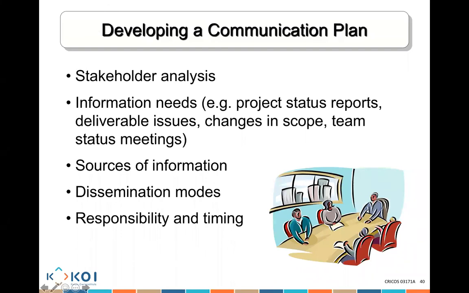Now, to decide on what sort of communication plan you're going to have, you need to analyze: who are my stakeholders? Is it the CEO? Is it external? Is it internal? Is it people in my team? Who really are they? And once you know who they are, you need to ask yourself, what information do they need? Do they need project status reports? Do they need deliverable issues? Do they need to know about any changes in scope? Do they need to know about the status meeting updates? What information do they really need to receive?